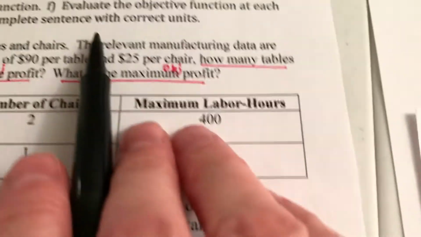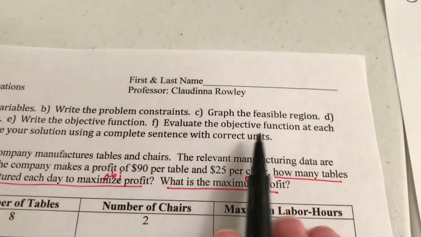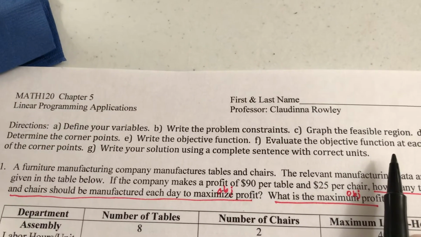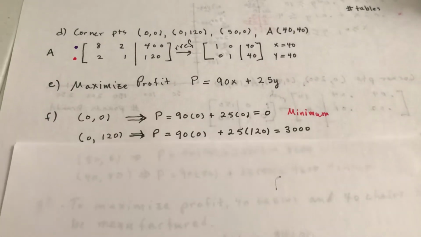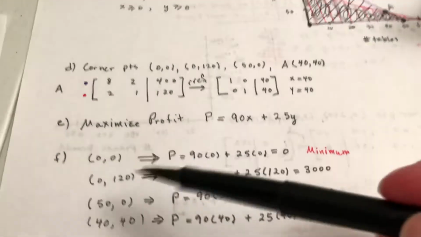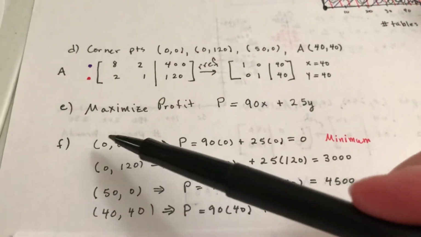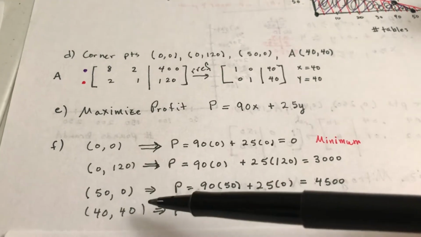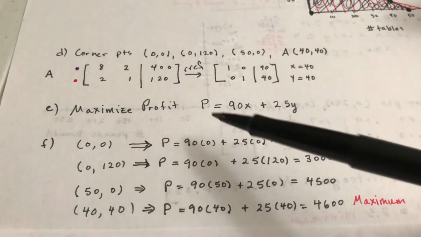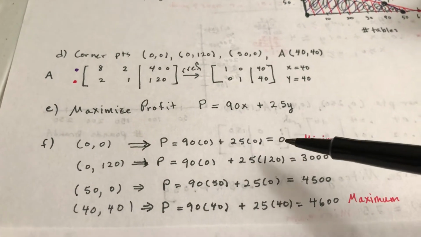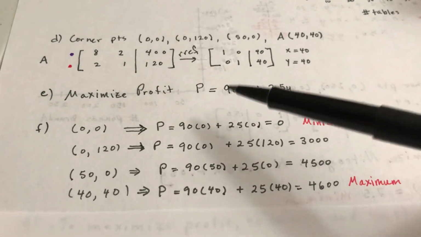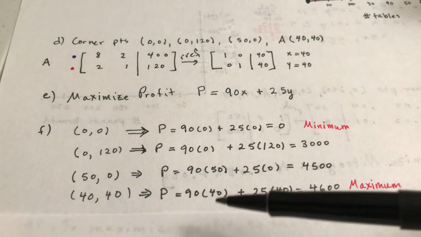F says to evaluate the objective function at each of the corner points. So here's what I did. I wrote down all of my corner points. I kind of do it in a column, doesn't matter. So 0, 0, 0, 120, 50, 0. I put all of those here. And then I plugged them all into the profit function. And I got 0 when I plugged in 0, 0. And then I plugged in 0, 120. And 50, 0, and 40, 40.